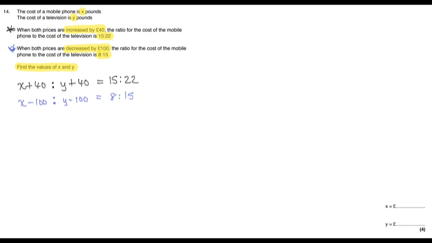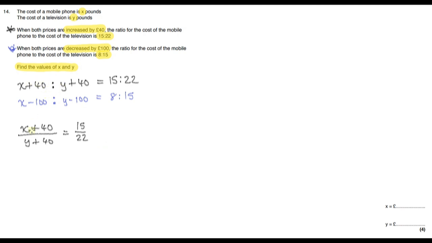Okay, now so far we've written these out as ratios, but instead of writing these out as ratios, we can write them as fractions. If we focus on the one in black first, this is exactly the same as if we were to say X plus 40 divided by Y plus 40 is equal to 15 over 22.